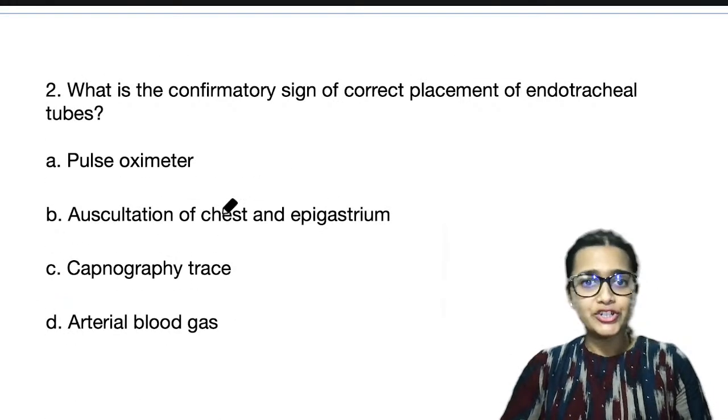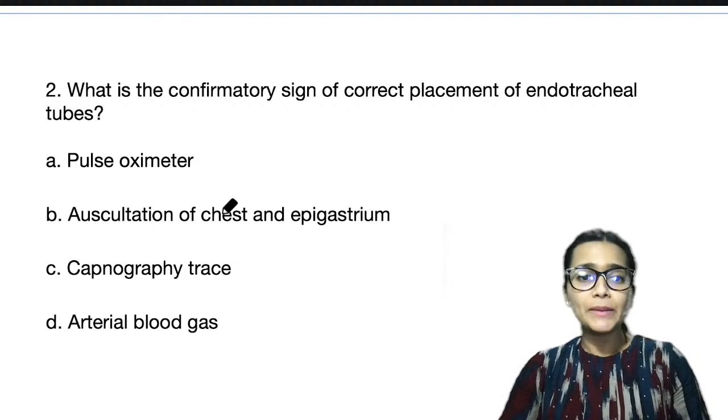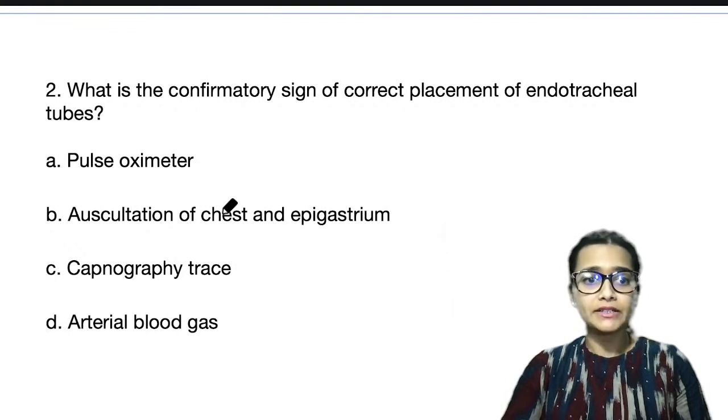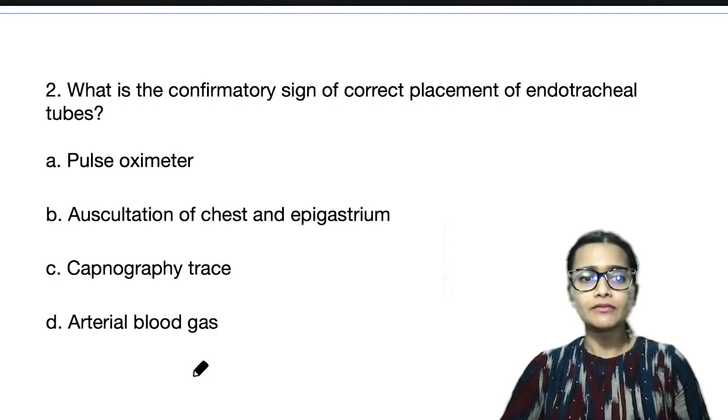Coming to our next question. What is the confirmatory sign of correct placement of endotracheal tubes? Option A, pulse oximeter. Option B, auscultation of the chest and epigastrium. Option C, capnography trace. And option D is arterial blood gas.